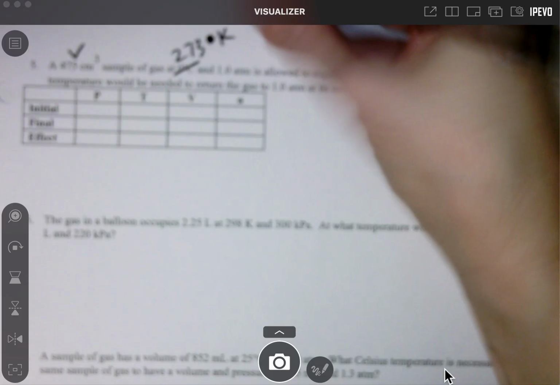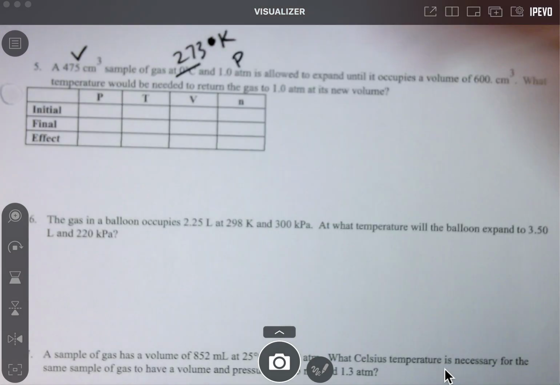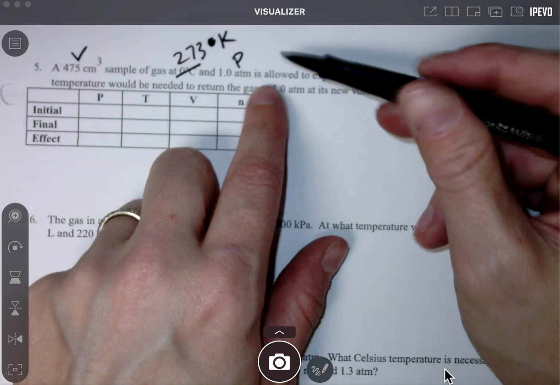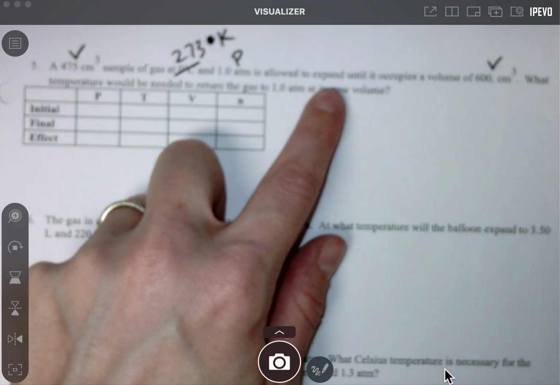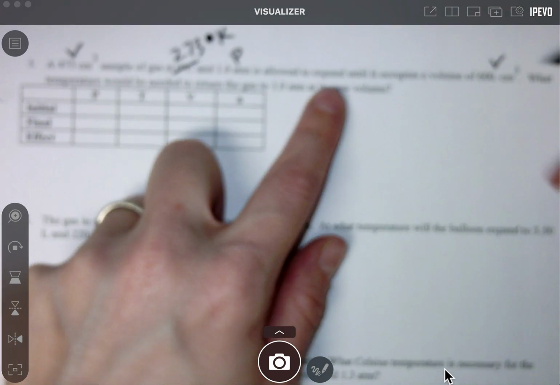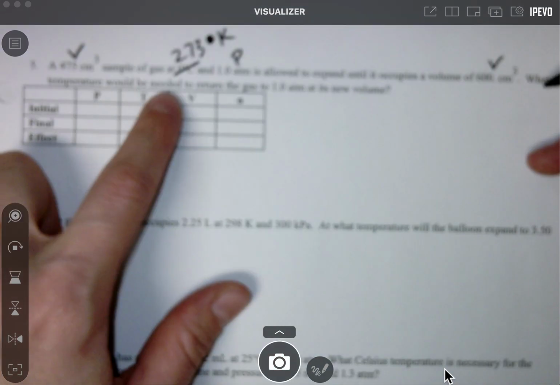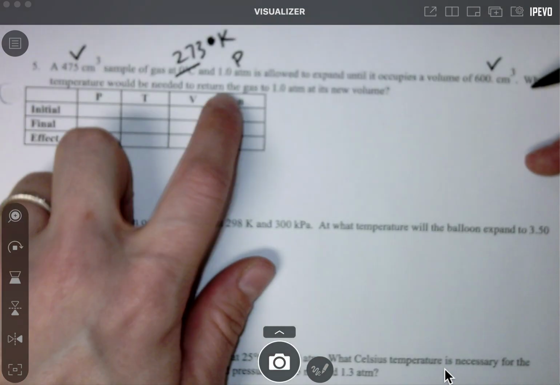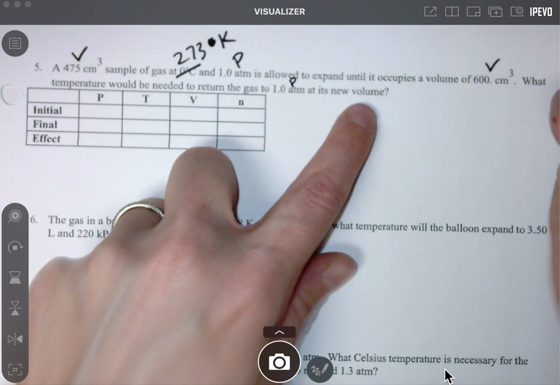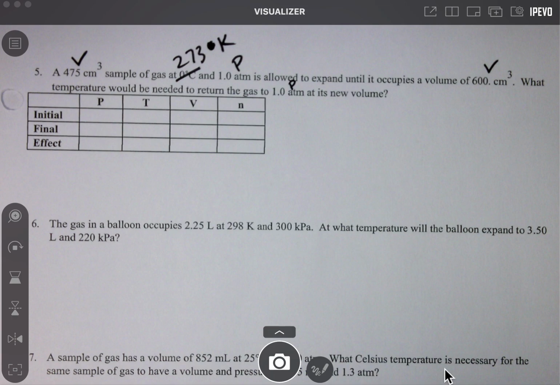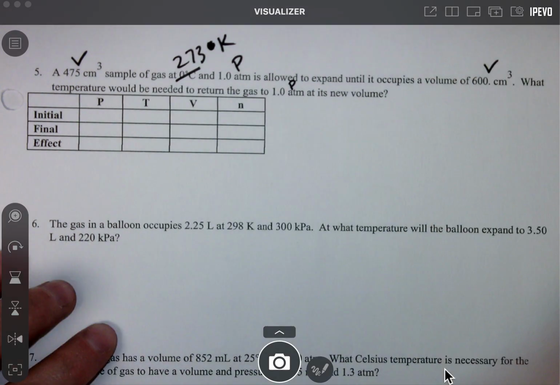And we have 1 atmosphere, which is a pressure, is allowed to expand until it occupies a volume of 600 centimeters cubed. At what temperature would be needed to return the gas to 1 atmosphere, which is a pressure, at its new volume?